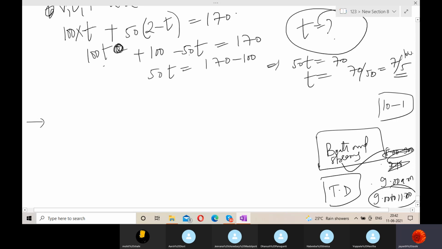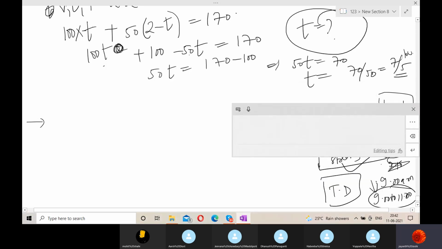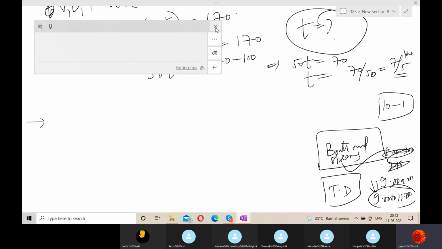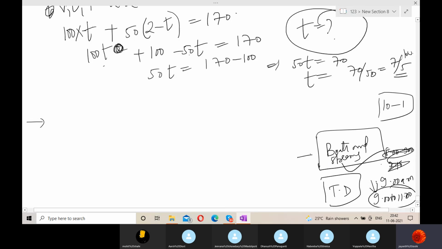101% without fail, tomorrow the class is at 9 a.m. At any cost, be ready for the class, all of you. Boats and streams is one chapter. Time and distance tomorrow I will wind up, and I will also take calendars tomorrow. Calendars is a very good chapter. It is a reasoning topic as well as a mathematics topic, it covers both. So tomorrow in the morning session we will take time and distance, boats and streams, and calendars. Evening we will take syllogism, reasoning.